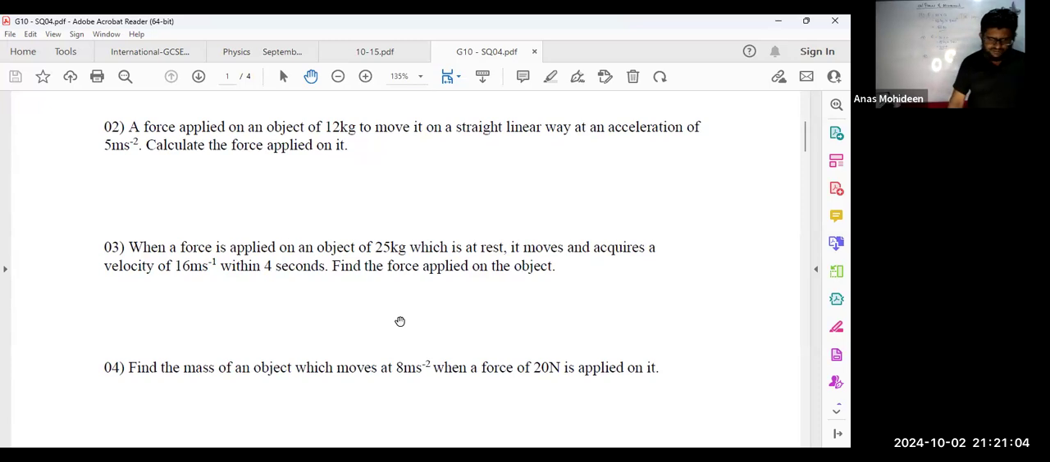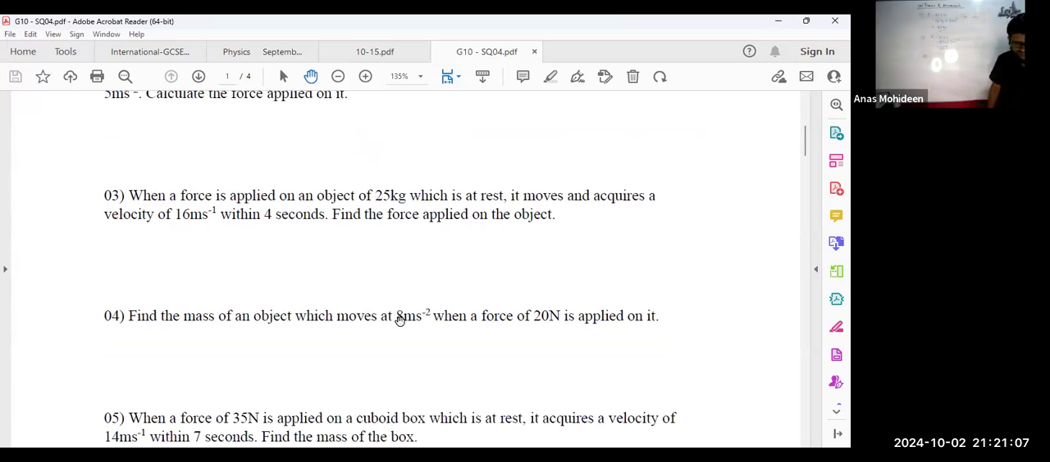Let me check. Question number 3. Sharon, I hope you are writing answers. When a force is applied on an object of 25 kg, let me write using the combined method. F is equal to m into a. M into acceleration, which is equal to v minus u over t. So the mass is given, you can see it's 25 kg into, when it is applied, an object at rest moves at a velocity of 16 m/s.